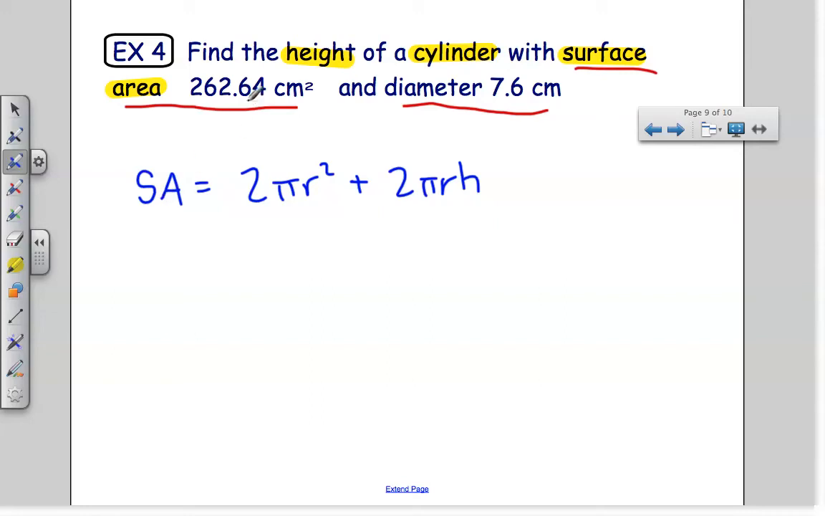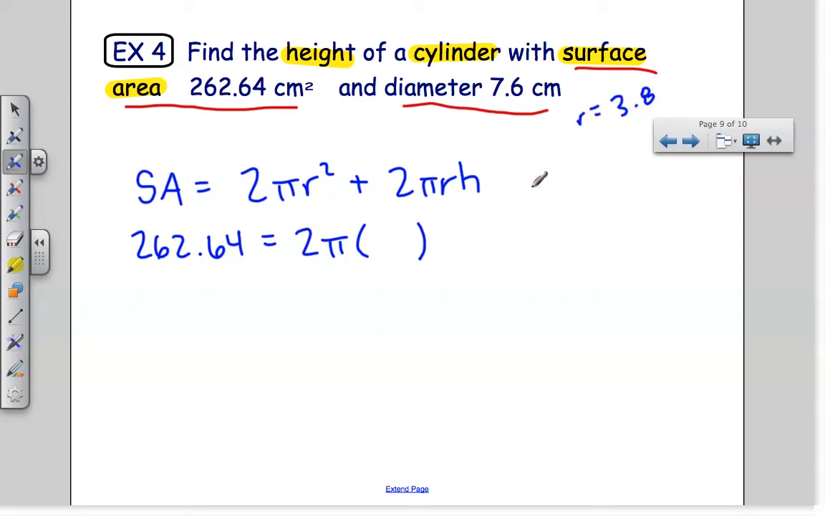Let's plug in what I know here. I know the surface area: 262.64. Let's plug in what else I know. 2 times pi times, do I know the radius? Oh, okay. Diameter was 7.6, right? So just divide that by 2. If the diameter is 7.6, the radius is 3.8. So 3.8 squared, plus 2 times pi times the radius of 3.8 times the height. I don't know the height. I'm trying to find the height, so that's just h.